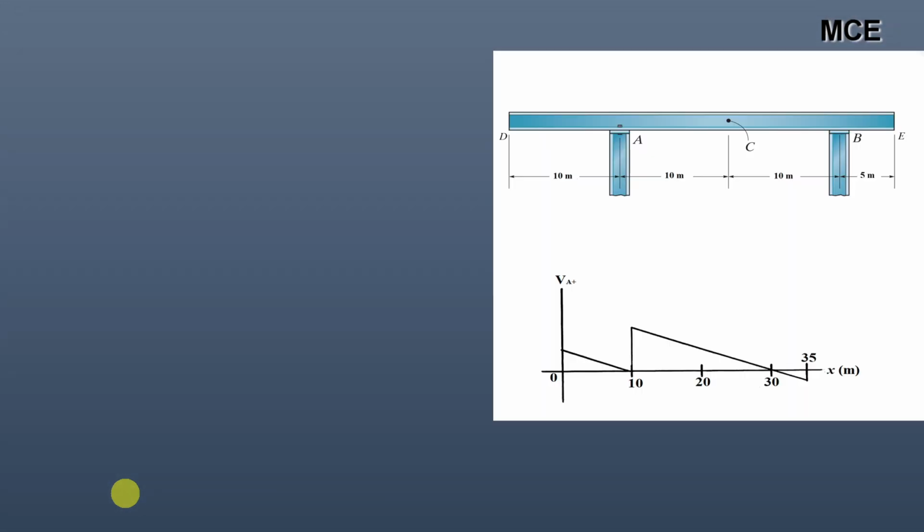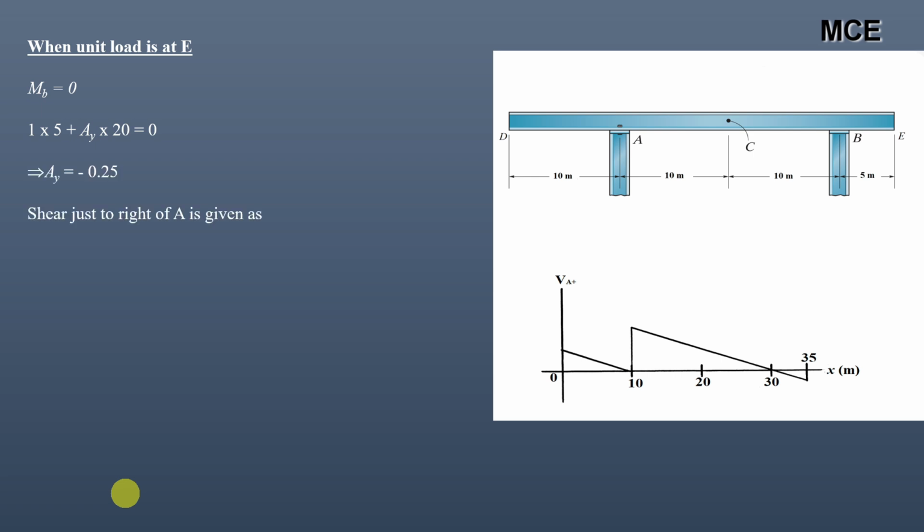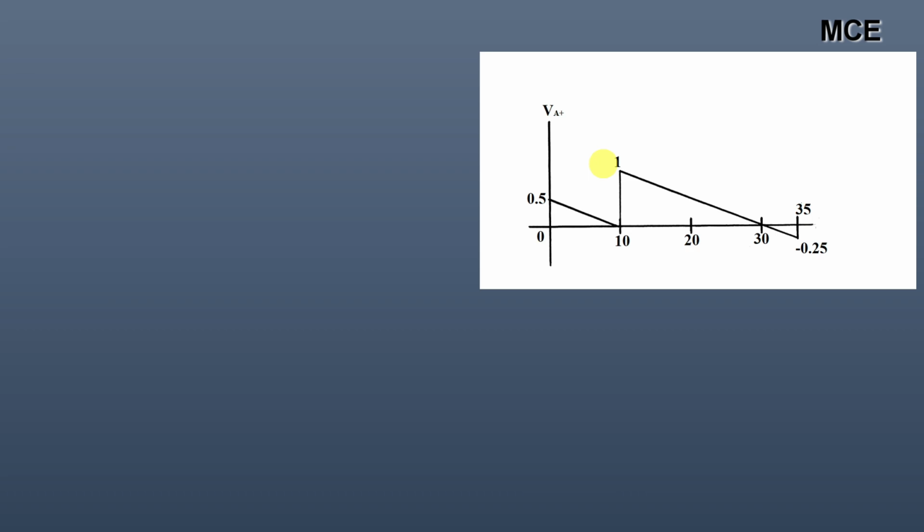After that, you have to calculate the ordinate at E. So you will place the unit load at E, again taking the summation of moment about B equals 0 to calculate the value of vertical reaction at A, which is minus 0.25. If you cut the section just to the right of A, the only force in this portion is AY. So shear just to the right of A is minus 0.25. So this is the influence line diagram for the shear just to the right of A.